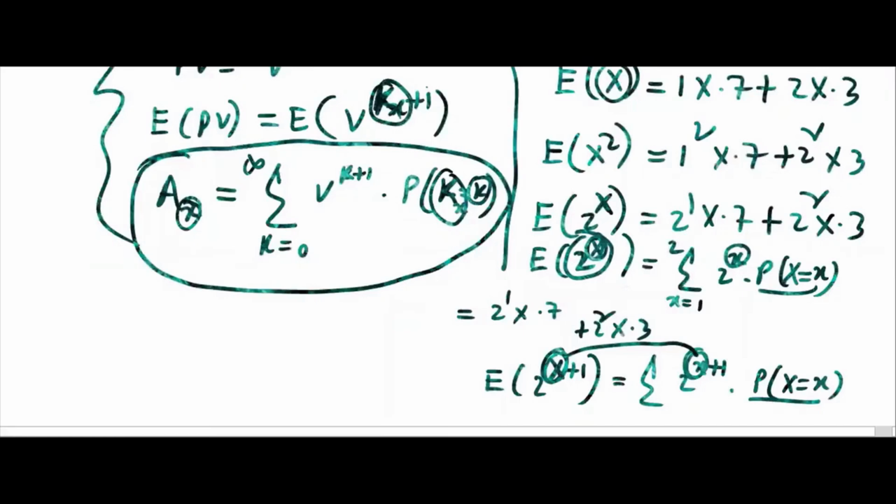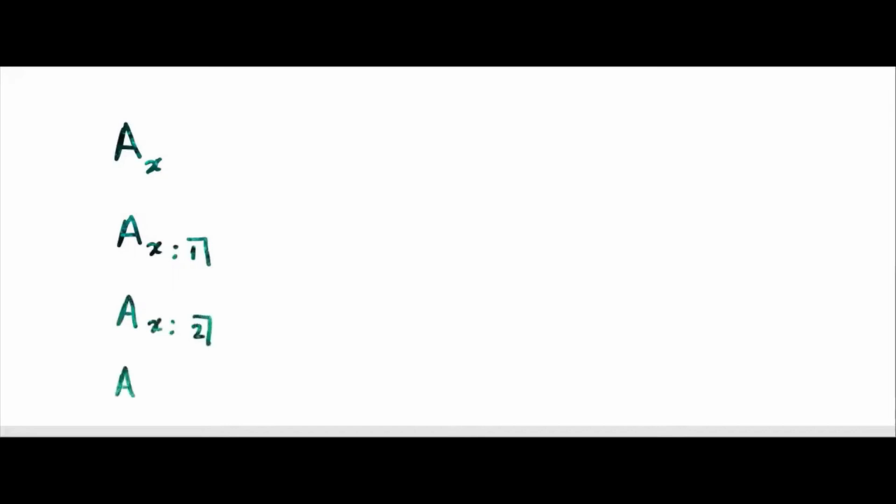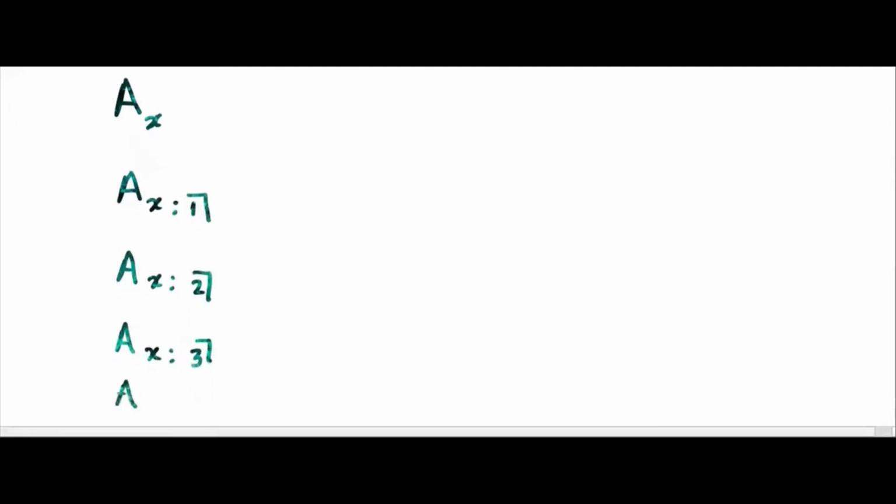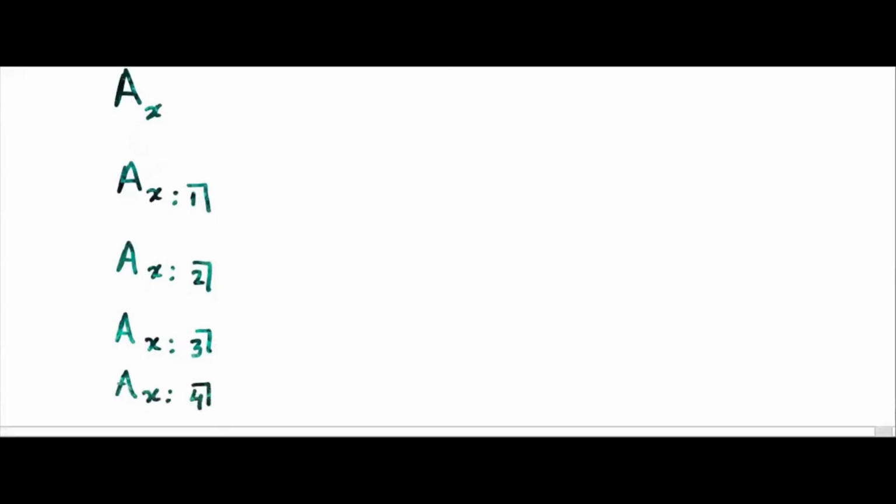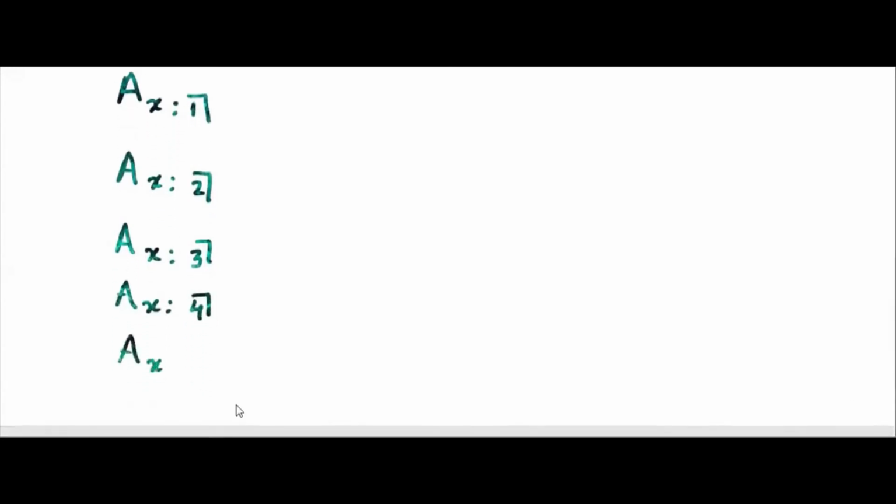Again, these are notations. If you know, there is no problem. If you don't know, that's fine. 1-year term assurance policy, 2-year term assurance policy, 3-year term assurance policy. We write it this way. 4-year term assurance policy. Then 5-year term assurance policy. 6-year term assurance policy. It will continue this way.